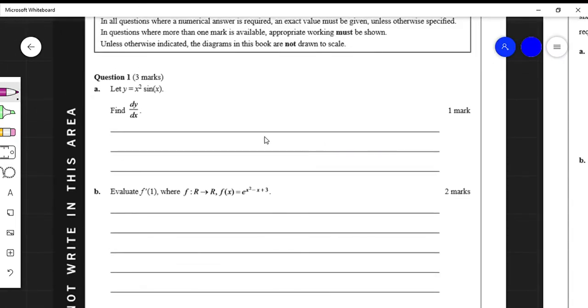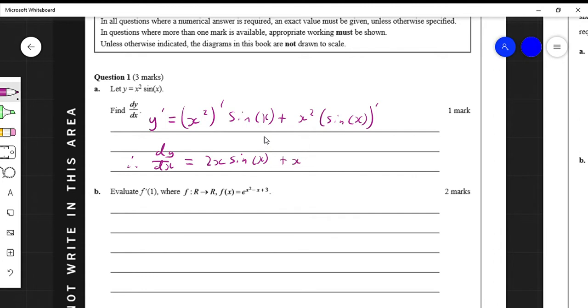So question 1, we're given y equals x squared sine x. We want to find dy/dx. This is pretty simple, we just use the product rule, so we can find that y' is going to be the derivative of x squared times sine x plus x squared times the derivative of sine of x. So you can follow this through any way you like to get 2x sine x plus x squared cosine x.